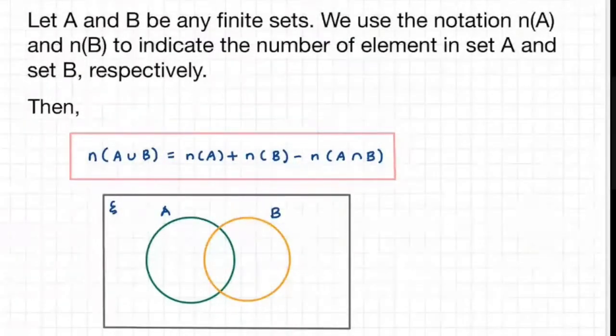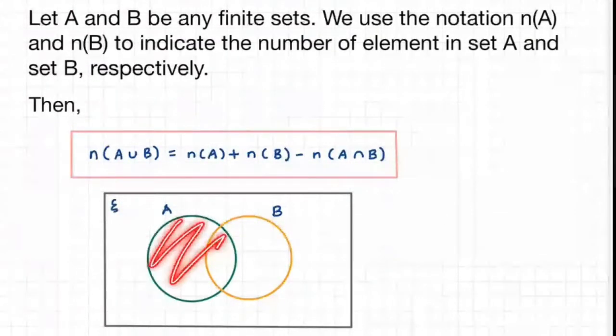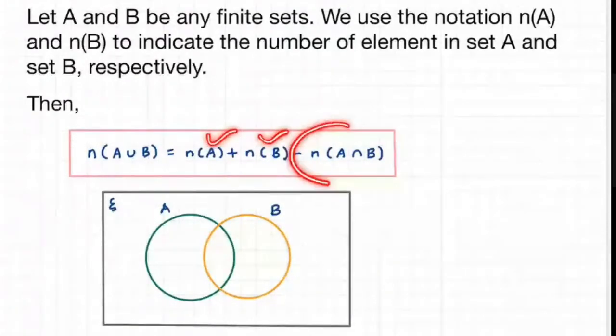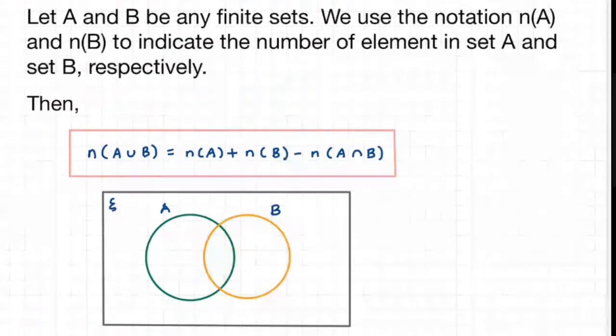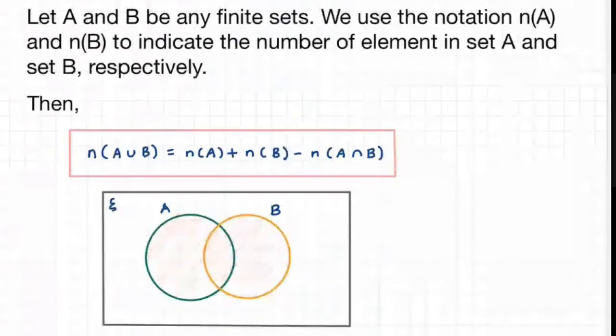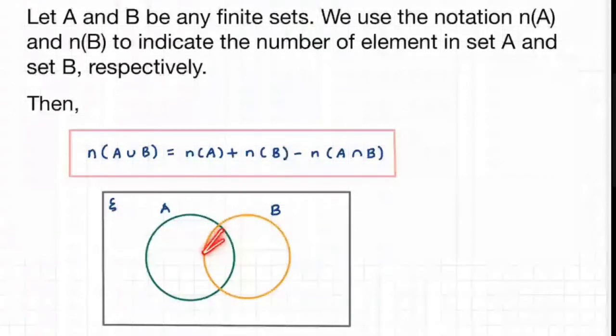The principle is named inclusion exclusion. We include these two sets and then we exclude this part. So first we include and then we exclude, and that's why we call it the inclusion exclusion principle. Why do we have to exclude this? Because when we add these two, we have already counted the elements in the intersection twice, so we have to remove it here.